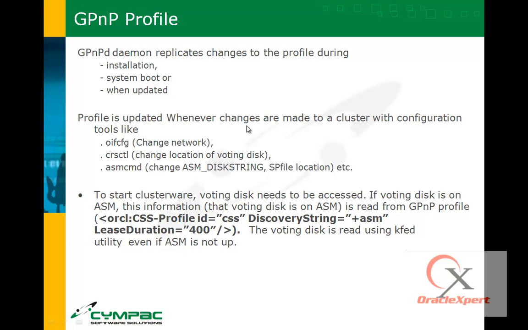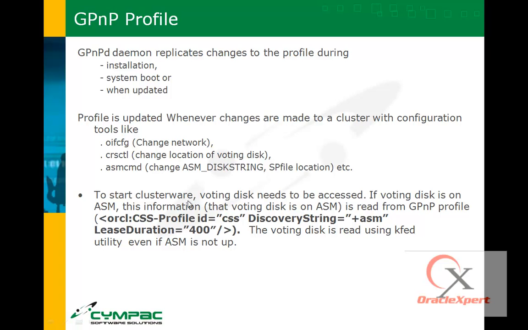The profile is updated whenever changes are made to the clusterware with configuration tools such as OIFCFG, which is used to change the network identity or network configuration, CRSCTL to change the location of your voting disk, or ASMCMD if you change the ASM disk string or SPFILE location. Now all these changes are stored in your Grid Plug and Play profile file.